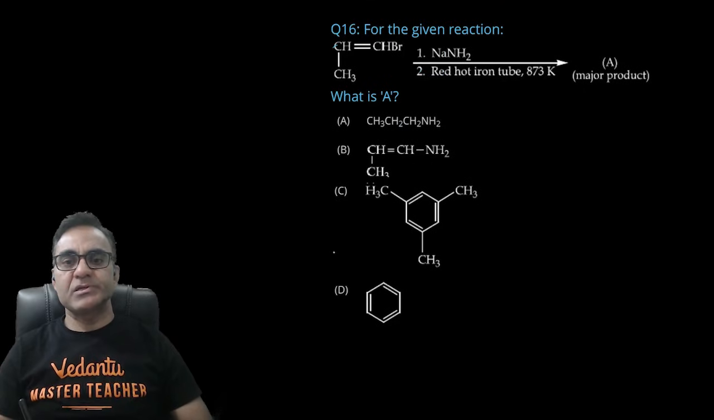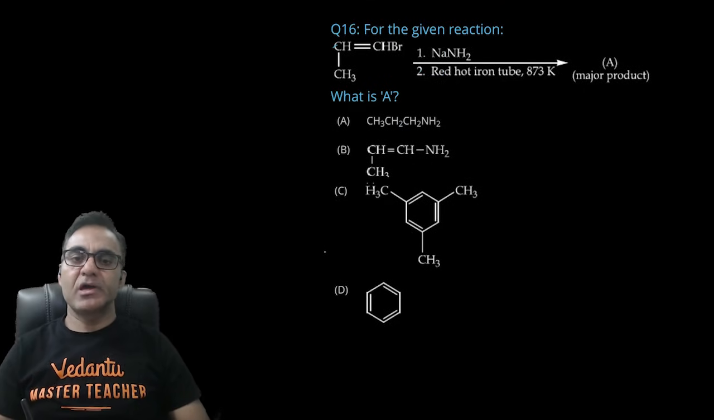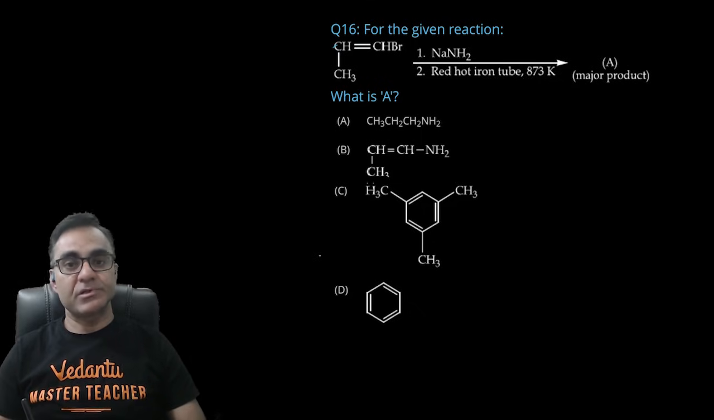In this question, an organic reaction is given, reactant दिया है, reagent दिया है, and we need to find out the major product, structure of major product of this particular reaction.